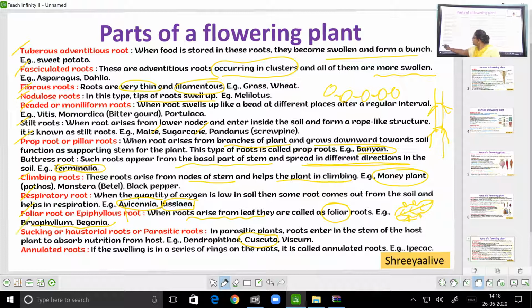Next, the last one is annulated roots. If the swelling of a root happens in a series of rings like these, this kind of root is called an annulated root. Example, Ipecac. These are all the modifications of the root observed in the adventitious root system. Further we have so many different types of classification. As of now, this much is very important.